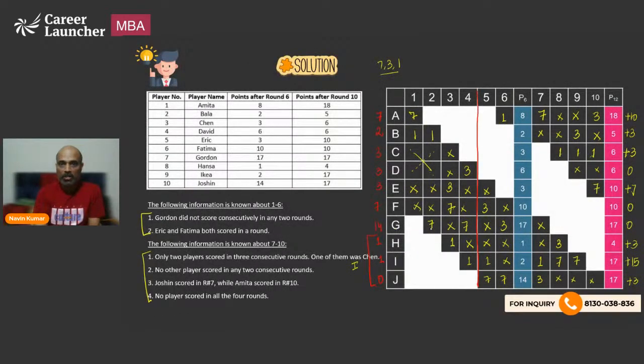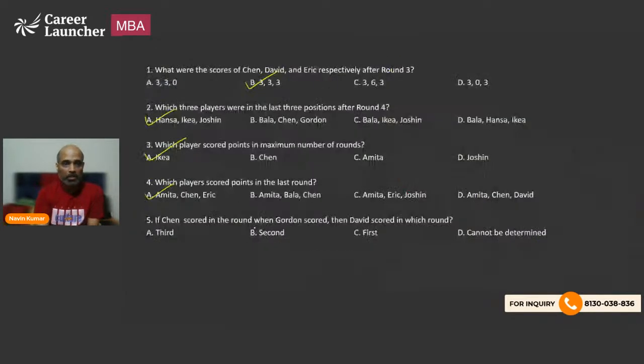Next, if C scored in the round when G scored. So G scored in round 2 from 1 and 2. So from here now, what we can do is we can say that if C scores in round 2, because G scores in round 2, G did not play in round 1. So D scores 3 here in round 1. Right? This is the arrangement we are going to have for C and D. Then D scored in which round? So D scores in first round and fourth round. Fourth round is not there. First round is there. So that becomes our answer.